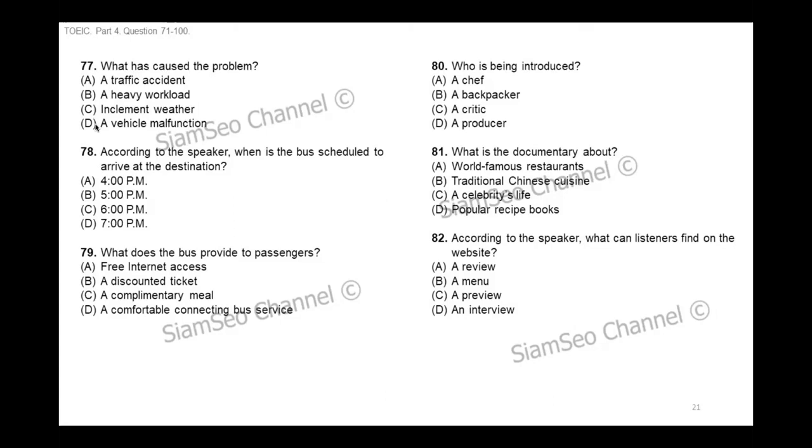Number 77. What has caused the problem? Number 78. According to the speaker, when is the bus scheduled to arrive at the destination? Number 79. What does the bus provide to passengers? Questions 80 through 82 refer to the following radio broadcast.